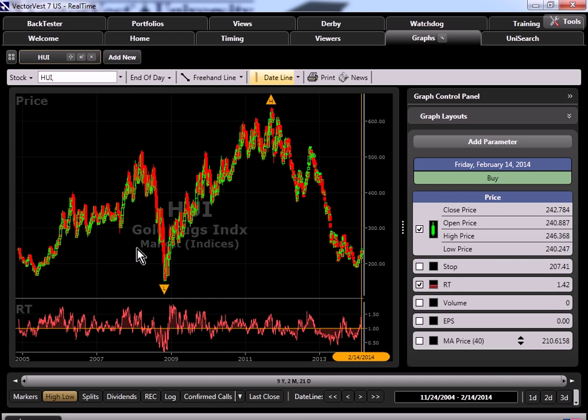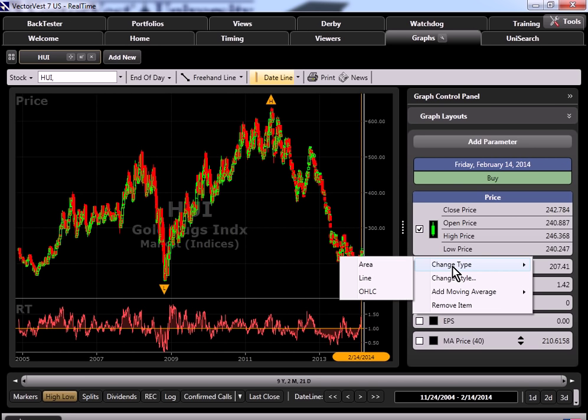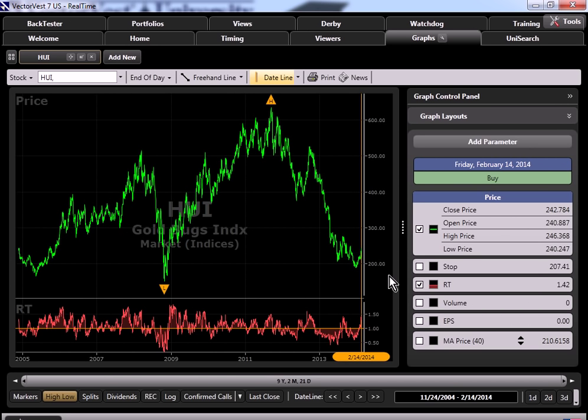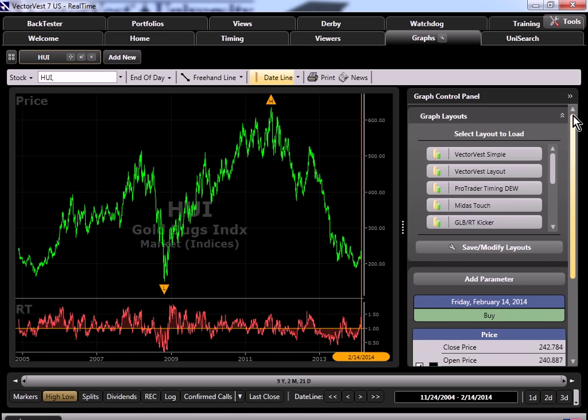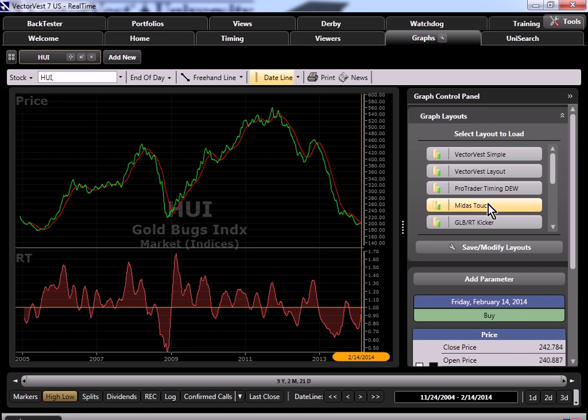some crazy price swings. In fact, let me just change this to a line graph, and that will help you see it a little bit better. It's nearly impossible to tell when one of these sharp pullbacks is going to turn into a major correction. The momentum, shown down here by relative timing, is also all over the board. But if we go up to our graph layouts and select the Midas Touch, suddenly the picture gets much clearer. That's because we're using long-term moving averages of two of VectorVest's most powerful indicators, the stop price and relative timing.